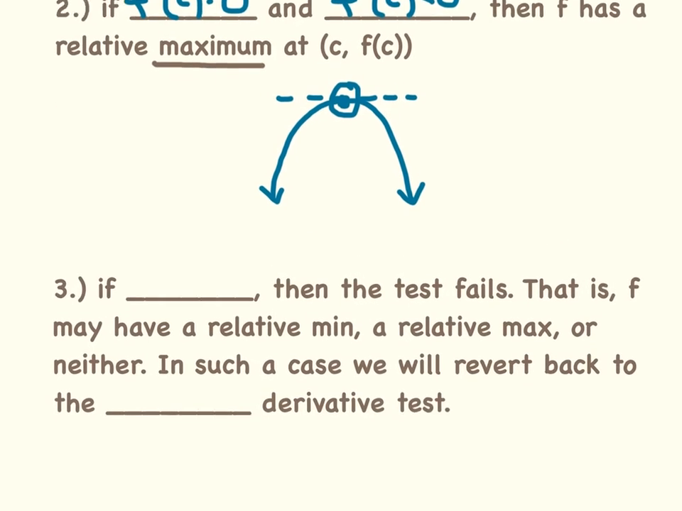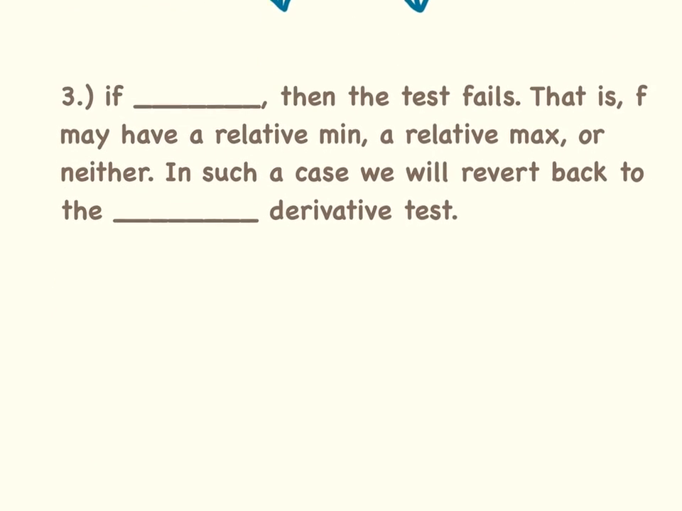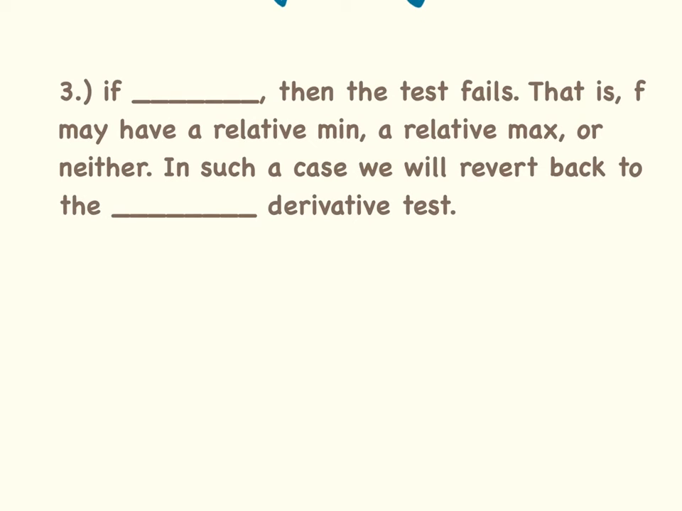Now the third condition, I did mention there are 3 conditions. The third condition says, if f double prime of c happens to equal 0, then this test fails. Okay, and that is what we're really trying to say. F might have a relative min, might have a relative max, or neither.